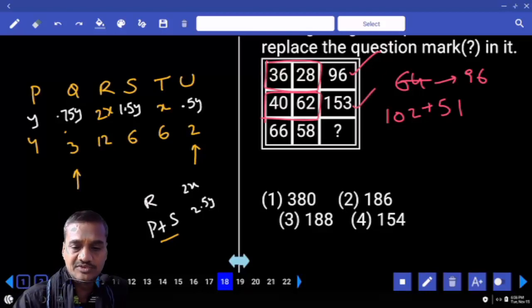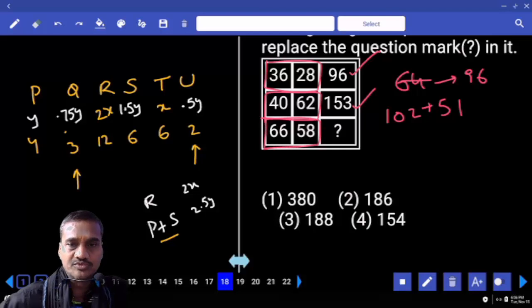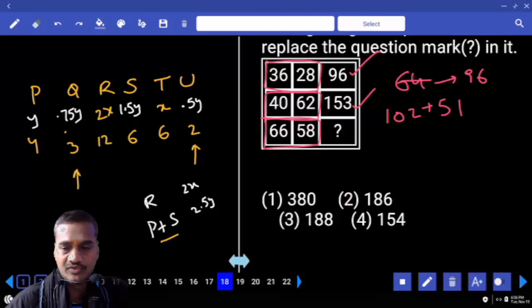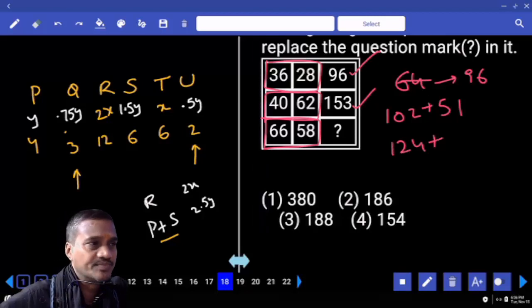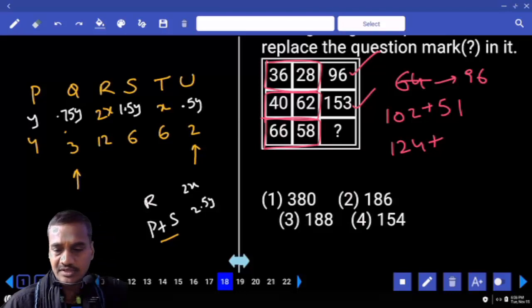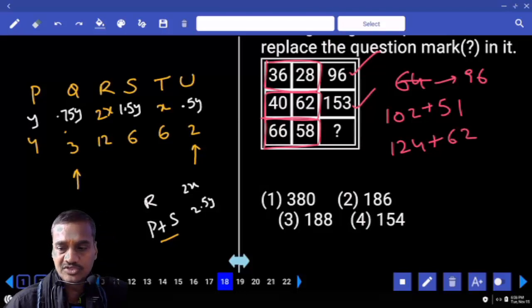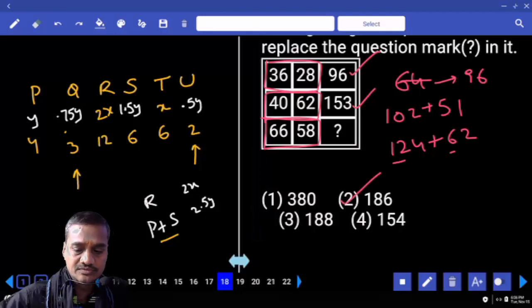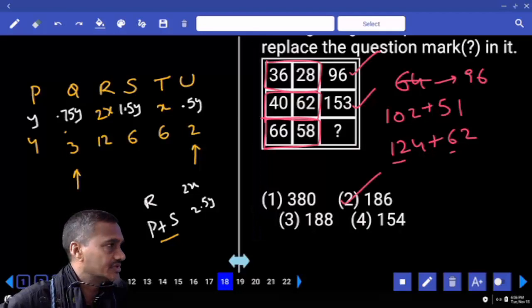And again, the sum of these two and half of this one should be added. 66 plus 58 is 124. 124 plus 124 divided by 2, that is 62. 124 plus 62 is 186, choice 2. The 18th one is choice 2.